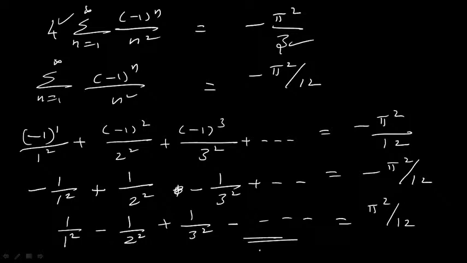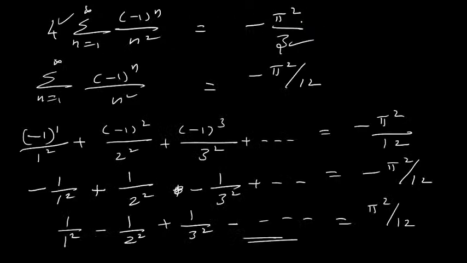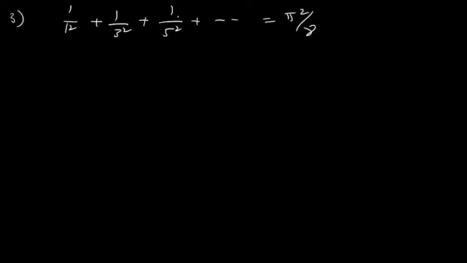Now let me move on to the third part. In the third part, what are we going to deduce? We have to deduce the series of the form 1 by 1 square plus 1 by 3 square plus 1 by 5 square plus etc. that is equal to pi square divided by 8. So you have to take the second one as equation number B. Okay, so we have to deduce this series. What we are going to do is, what is from A? In the first one, what have we deduced? We have deduced the first series as 1 by 1 square, that is from A.